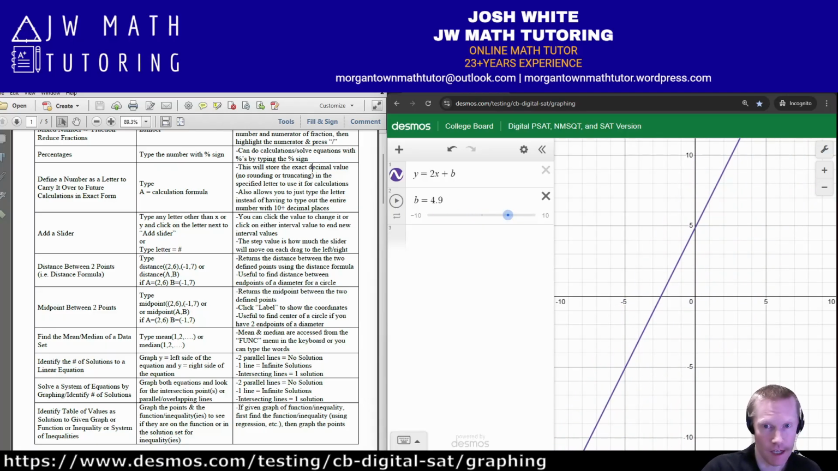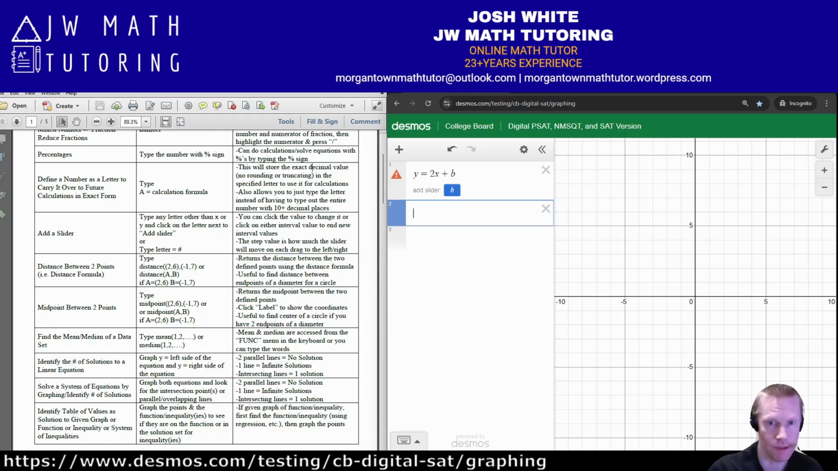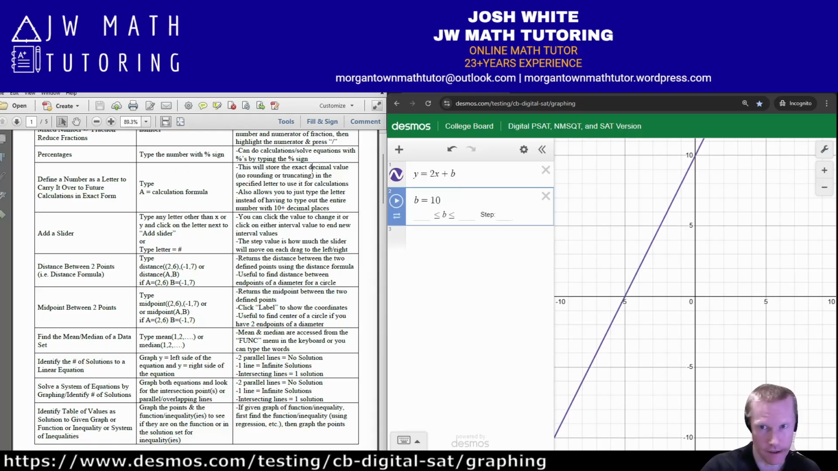So a couple different things about sliders. You can either hit the add slider button, or if for whatever reason it doesn't appear, or if you have a specific value you want to go to, you can also just type. Let's say we want to start at b equals 10. Okay, and then you can set the upper and lower limits. So let's say I want to check between 10 and 30.